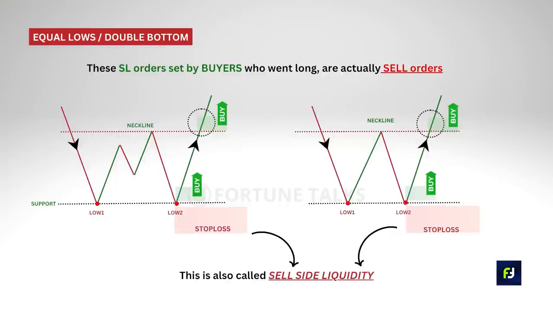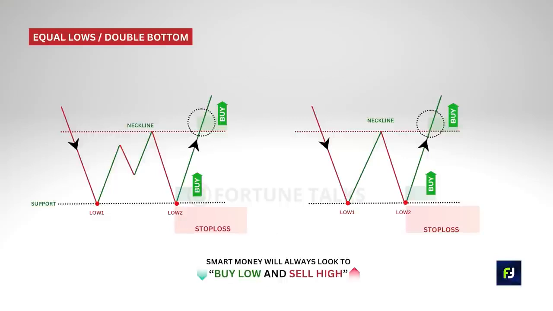Now, what happens next? Or what will be the outcome? The smart money will always look to buy at lower prices, and they will look to sell at higher valuations. They do not follow any strategy or patterns, but they take their positions based on liquidity. So, more often than not, they will look to tap into these areas of liquidity to execute their positions at the best possible valuations.